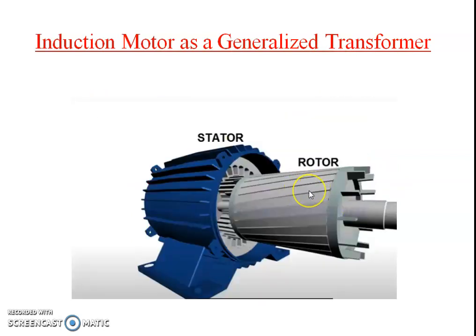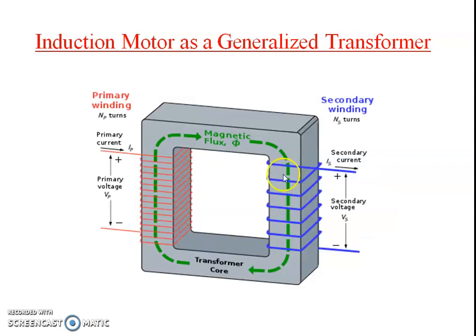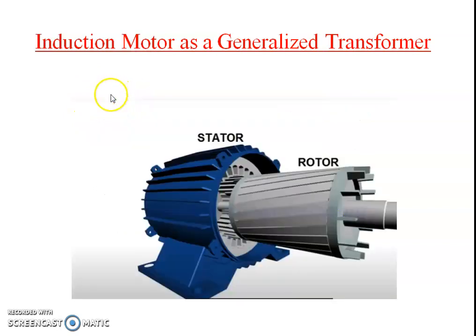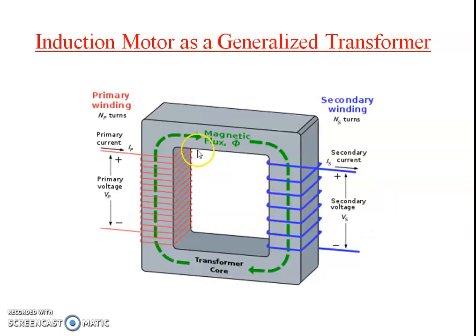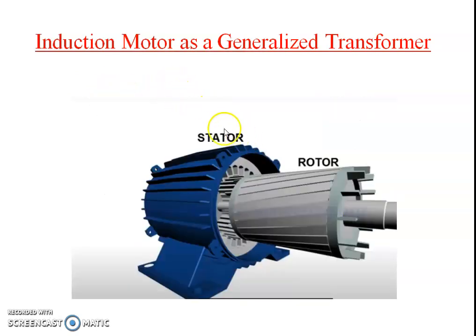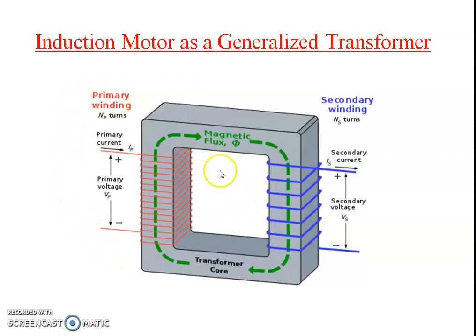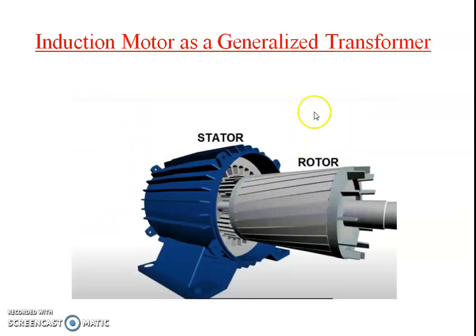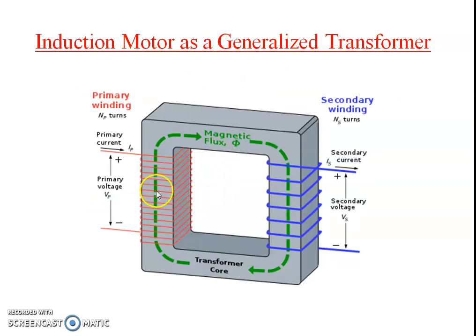So as we compare both these devices, I simply call the primary winding of the transformer equivalent to the stator winding of the motor, because we are giving supply to the primary winding in the case of the transformer, and we are giving supply to the stator winding in the case of the motor. As well, the primary winding produces the flux in the transformer, while in the induction motor the stator winding produces the flux. Whatever flux is produced by the primary winding of the transformer flows through the transformer core.